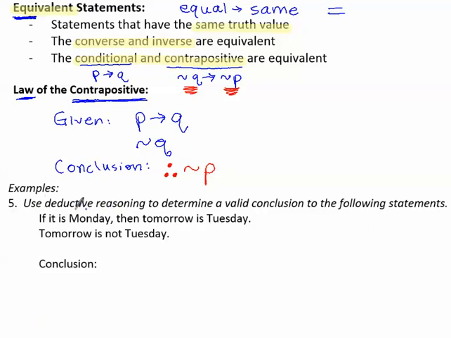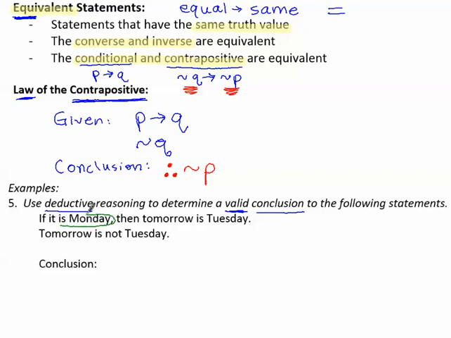Let's take a look at some examples with words. Use deductive reasoning, meaning using one of our laws of logic, to determine a valid conclusion to the following statements. Remember that valid sort of means true. It follows the laws of logic. If it is Monday, then tomorrow is Tuesday. Tomorrow is not Tuesday. Sometimes it's easier to figure this out by applying symbols.